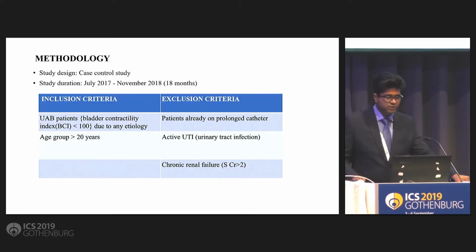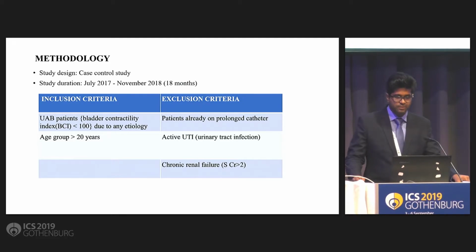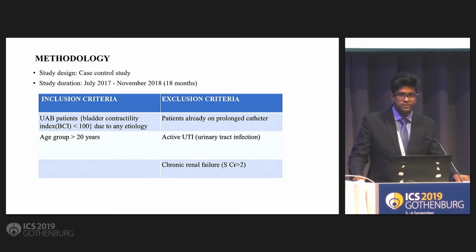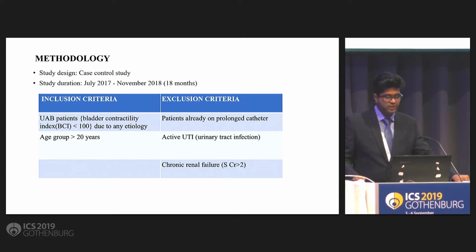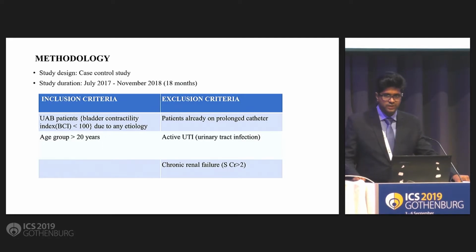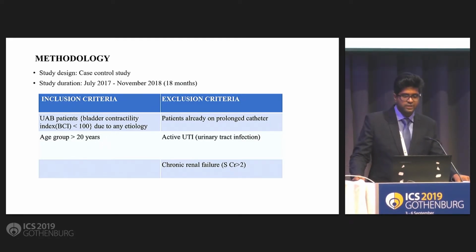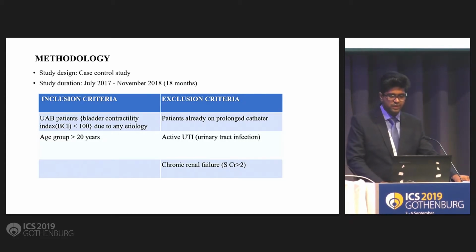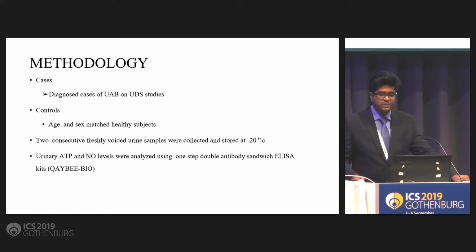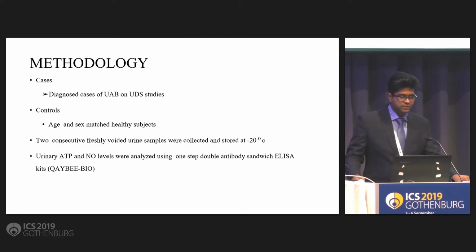So it was a case control study done over a duration of 18 months, and the inclusion criteria was all urodynamically diagnosed cases with a BCI of less than 100 due to any etiology and age group more than 20 years, and the exclusion criteria was patients already on prolonged catheter, active urinary tract infection, and chronic renal failure. Age and sex matched healthy subjects acted as the control.